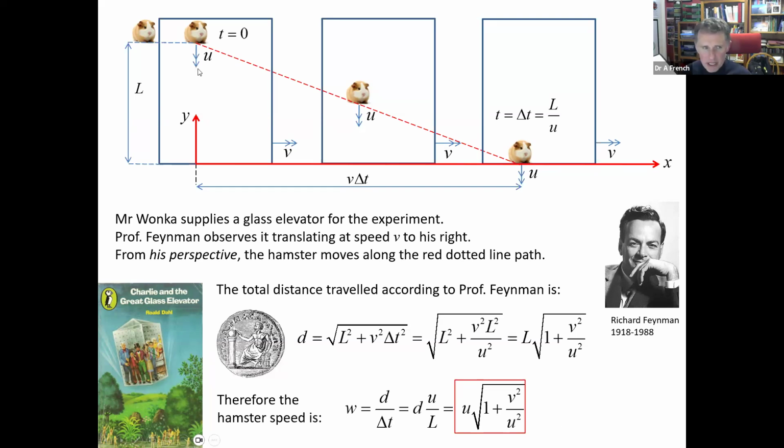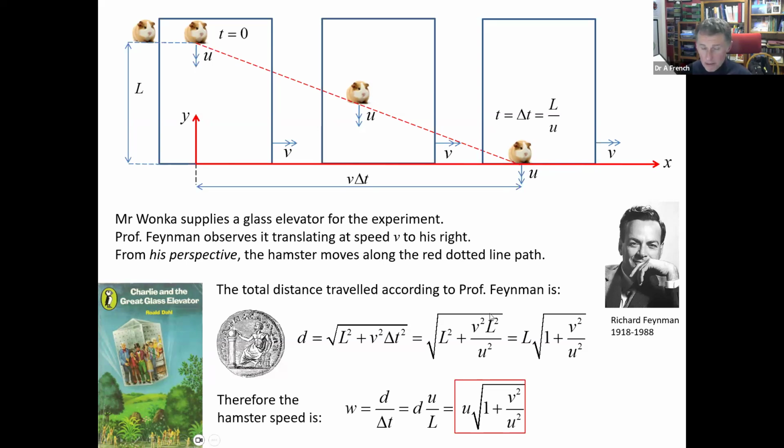So what's the hamster speed going from the top to the bottom? Well, it's the distance travelled divided by delta t. That's how long it takes for the hamster to go from top to bottom. Obviously, the hamster's clock will be the same as Professor Feynman's. So what is that speed? Well, it's u times this square root factor. Now, that's definitely bigger than 1, isn't it? Because regardless of whether v is bigger or less than u, we're adding a positive constant to 1. So this quantity w, the speed of going along here, must be bigger than the speed of the hamster. And that's obvious, because he's going further.